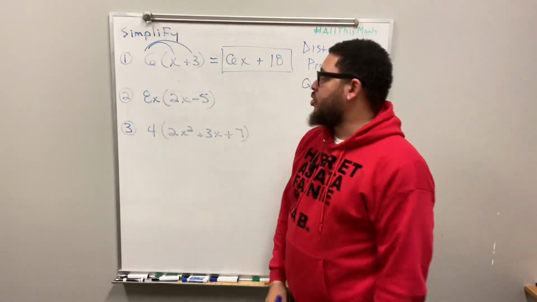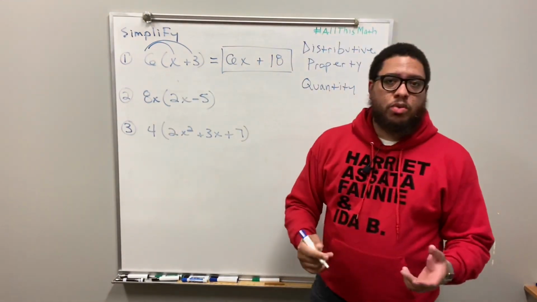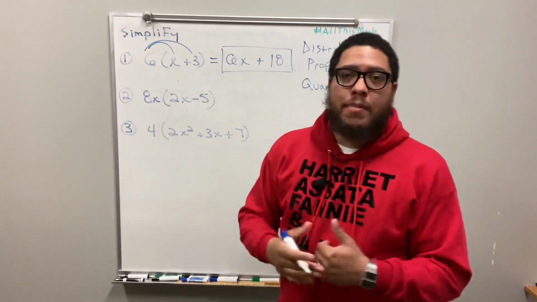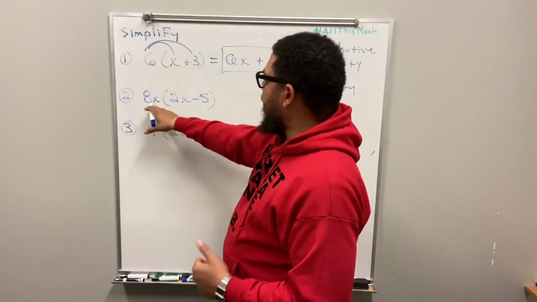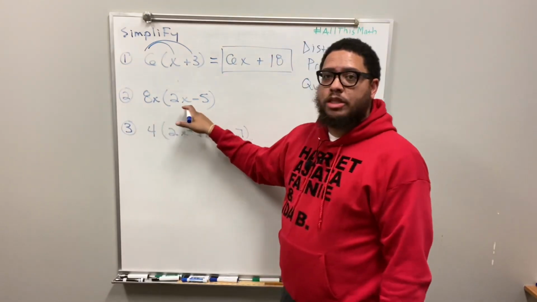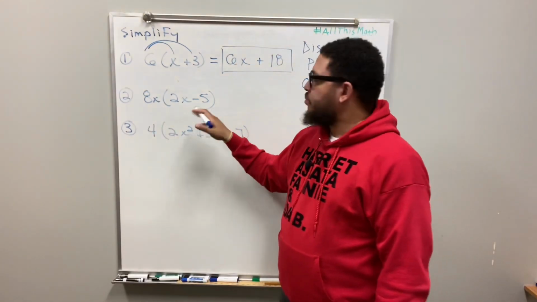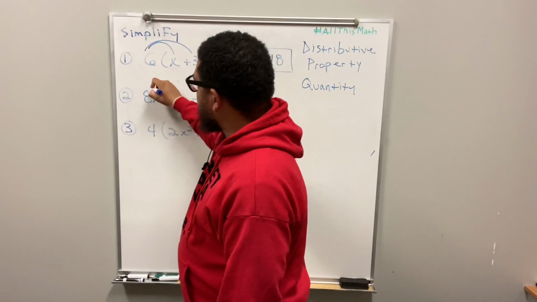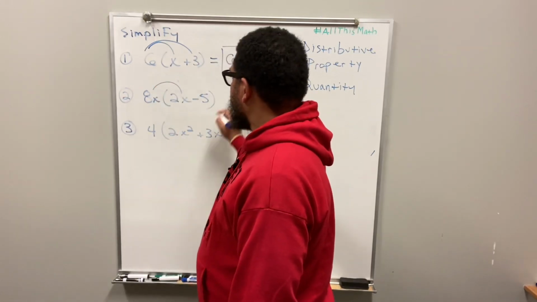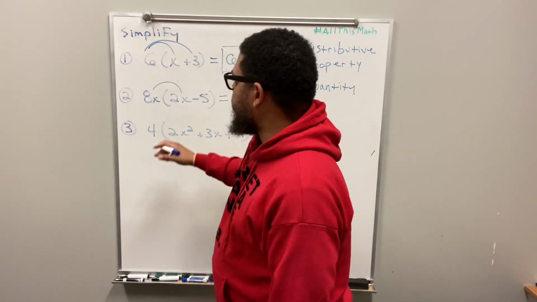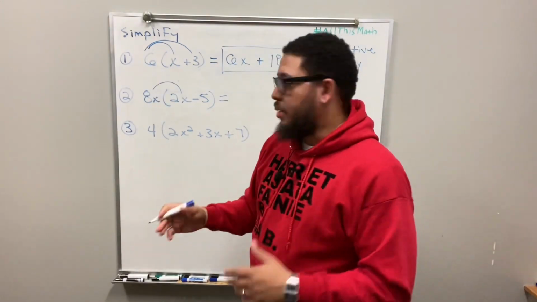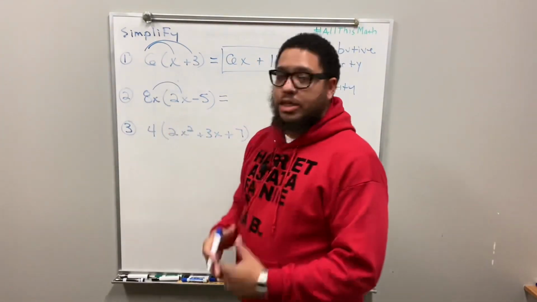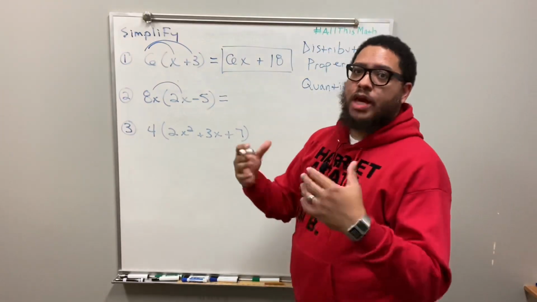Then we go to number 2. Number 2, we're going to have to do a little more work and think about some different things. We're going to have to think about some exponent rules. Because watch what happens. We have 8x times the quantity 2x minus 5, right? So what I want to do is multiply 8x by 2x. And in order to do that, I have to multiply the coefficients first. The coefficients are the big numbers, the 8 and the 2. They tell you how many of the x's we have.